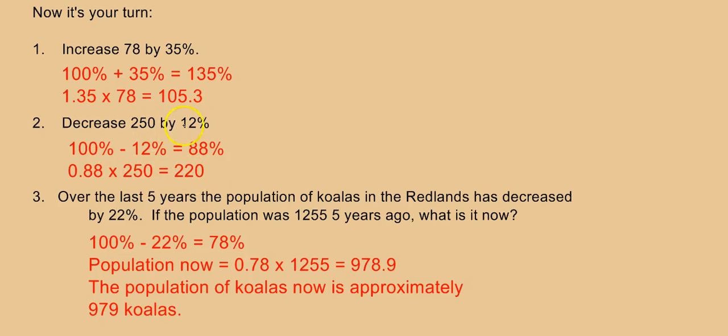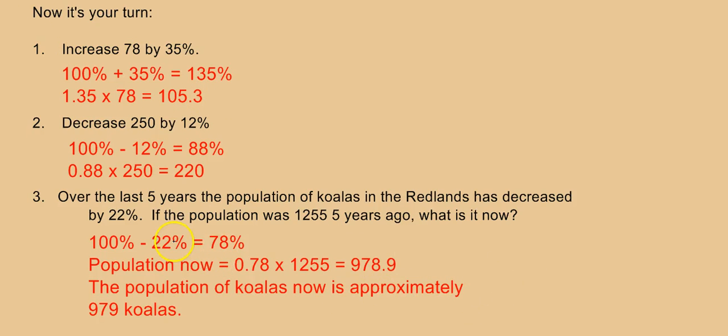Let's just check to see whether or not that makes sense. 12% is a little bit more than 10%. 10% of 250 is about 25. If we decrease 250 by 25, we're going to get 225. 220 is pretty close to that, so fairly happy with that.